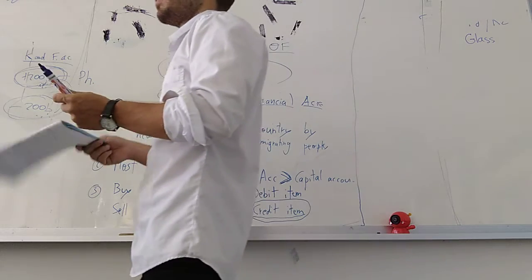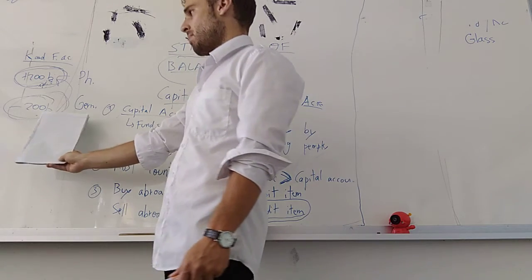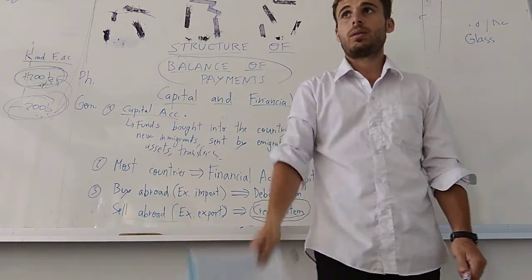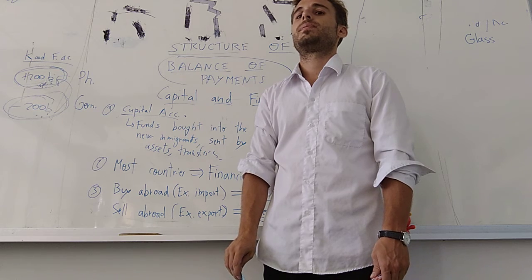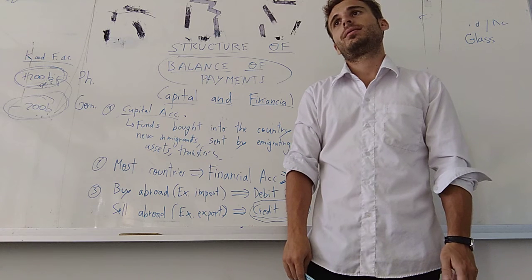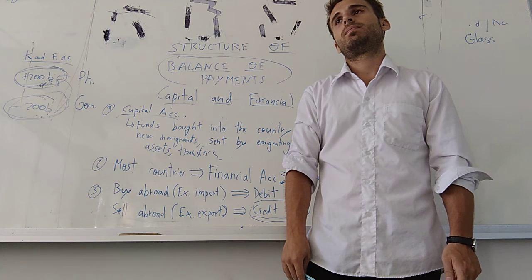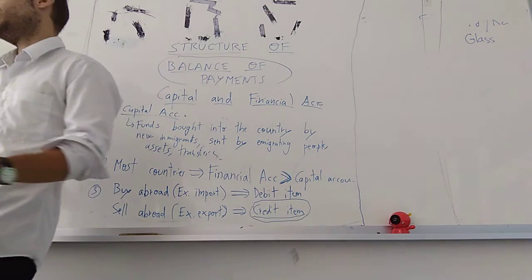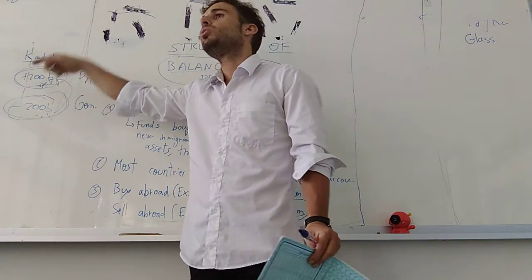Do you understand? Yeah? So if it's a negative number in the capital and financial account, what does it mean that Germany has minus 200 billions here? Okay, Germany puts out, gives the money. Oh, it lends money. Germany lends money to other countries, okay?